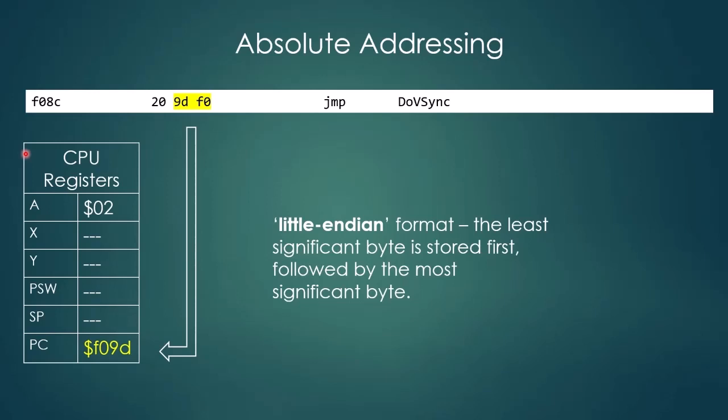The format of the address up here is little endian, sometimes called low-high. As you probably know, in this format, the first byte is the low order 8 bits of the value, and the second byte is the high order 8 bits of the value.